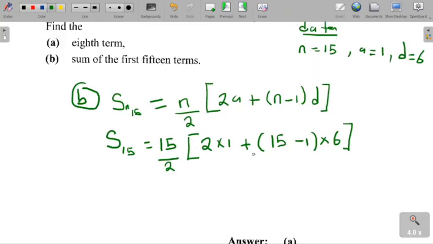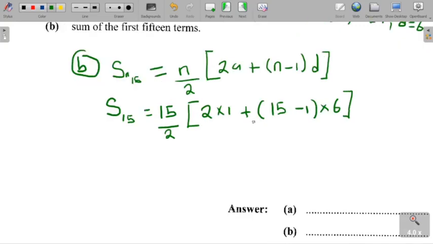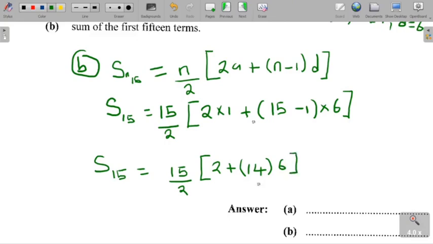Now from there, what are you going to do? Just work out: sum of 15 terms is equal to 15 over 2, then you do this, 2 times 1 is 2, plus, here you have 15 minus 1, which will give you 14, close bracket, then times 6.